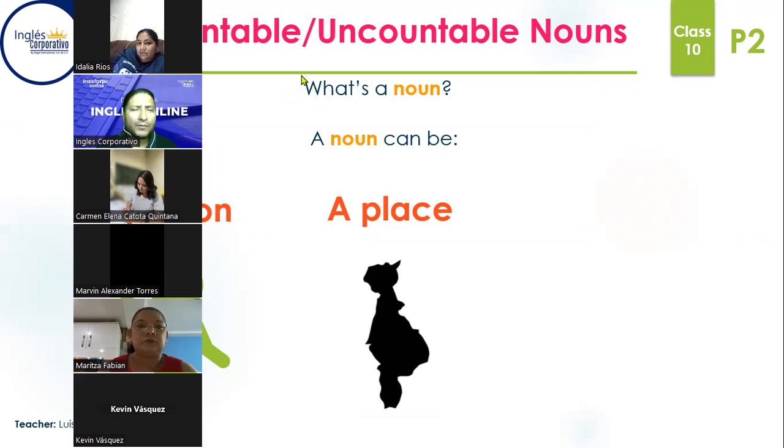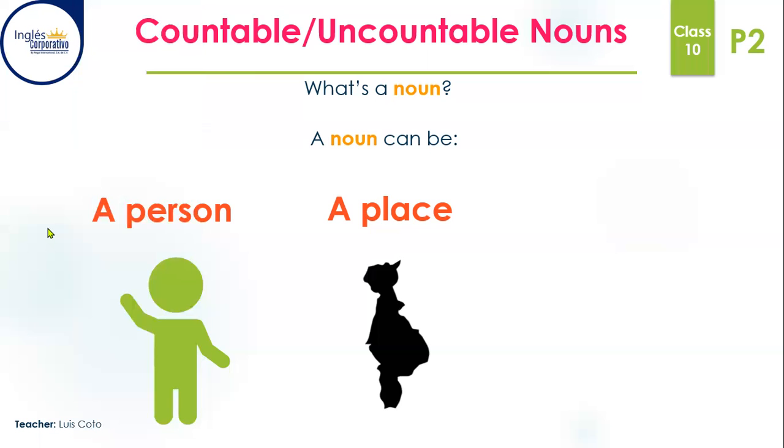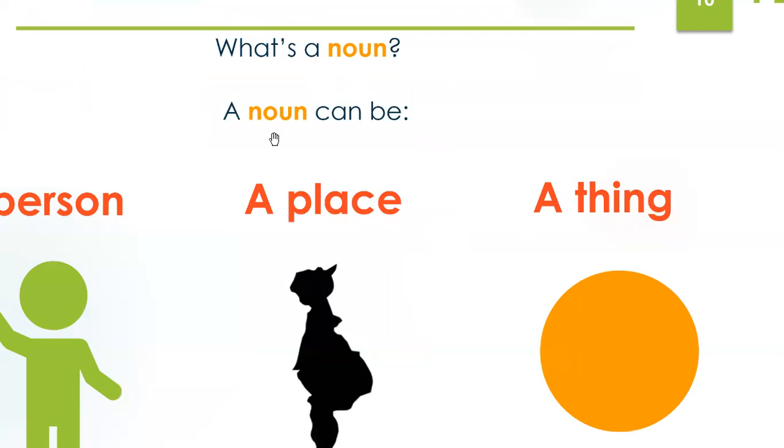What else as a noun? Places. Can you mention some? Mall. Shopping malls, yes, they are nouns. For example, Galerías. What else? Shopping malls in San Salvador? Multiplaza is a place and is a noun too. Coffee is a drink, but it's a noun, yes. Okay, what else is a noun? A restaurant can be a noun too.